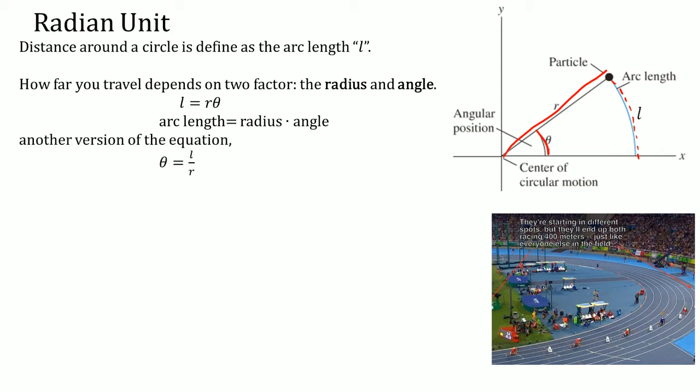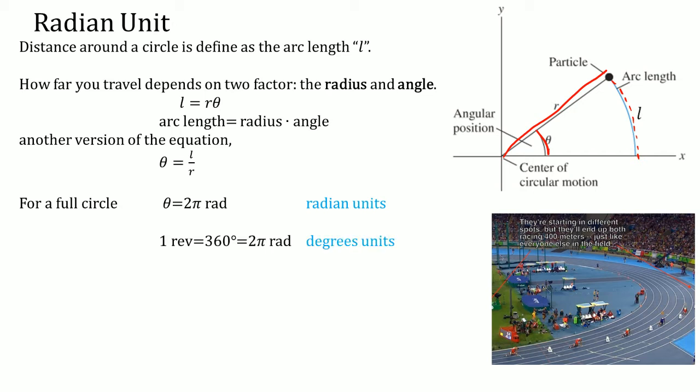Another version of this equation is that the angle theta is equal to L divided by r. That's just when you divide both sides by r. We know that for a full circle, the angle is going to be considered to be 2 pi. That unit is radians. In degrees, 360 degrees is the same thing as 2 pi radians, which is equivalent to 1 complete revolution.